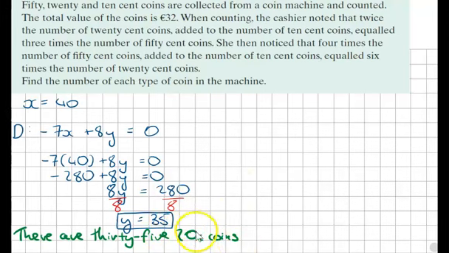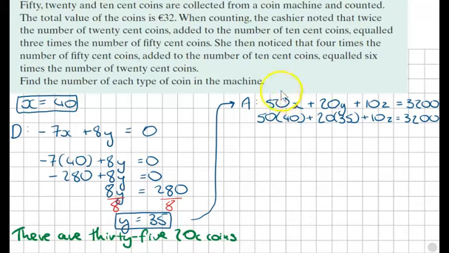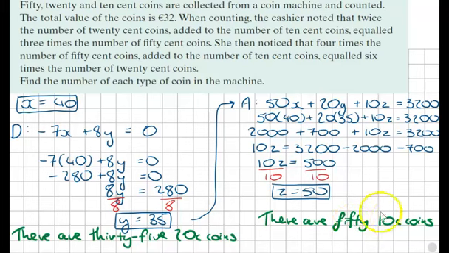So I found x, I found y, I now need to find z. Equation A was 50x plus 20y plus 10z is equal to 3,200. I replace the x with a set of brackets and put 40 into the brackets because we got x to be 40. I replace y with a set of brackets and put 35 into the brackets because we got y to be 35. That gives me 2,000 plus 700 plus 10z is equal to 3,200. So I get 10z equals 3,200 minus 2,000 minus 700. So 10z is equal to 500. So z is equal to 50. So there are 50 10-cent coins.